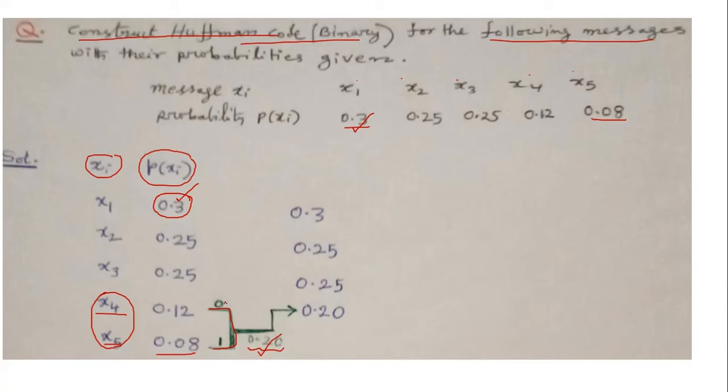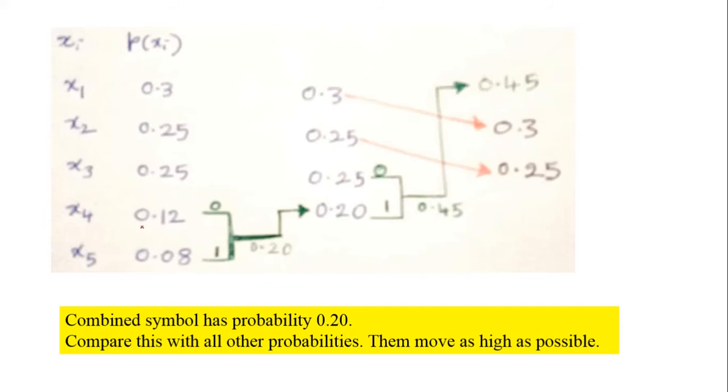And these branches are given 0 and 1 symbols. This is the coding. We can also give 1 and 0, there is no problem, but in this example we follow assigning upper branch 0, lower branch 1. Here we have combined the lowest two probabilities. The combined symbol has probability of 0.2. So this 0.2 we compare with other symbol probabilities.